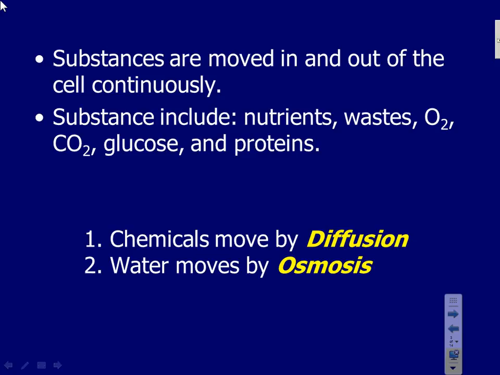Glucose. If we're talking about animal cells, we use glucose. The glucose has to come in so that our cells have food to work with. If you're a plant cell and you're producing glucose, then it could be going out to be stored, say, in something like a root, like a potato. Proteins are specialized molecules that do specific jobs.